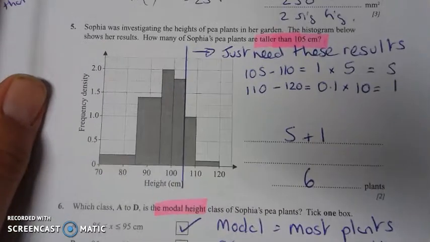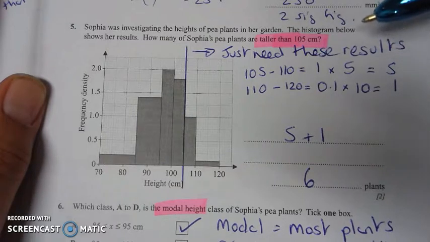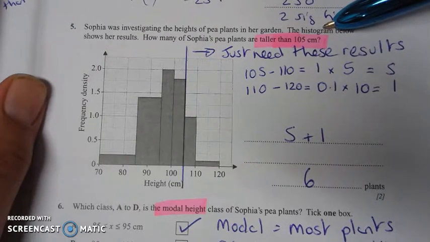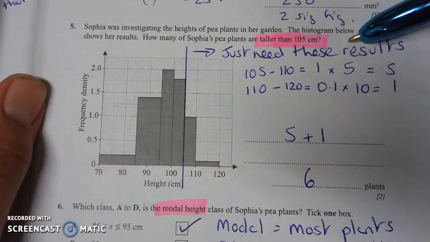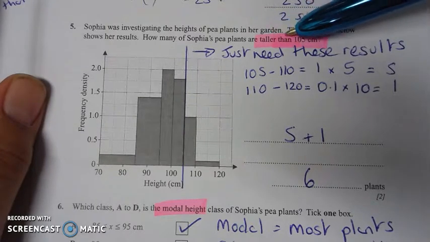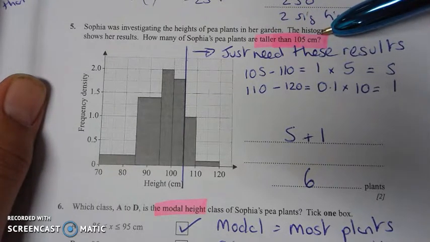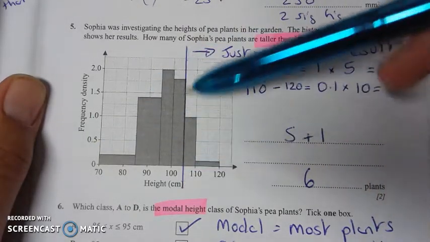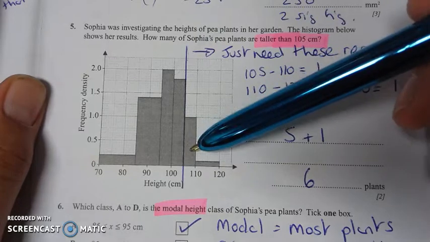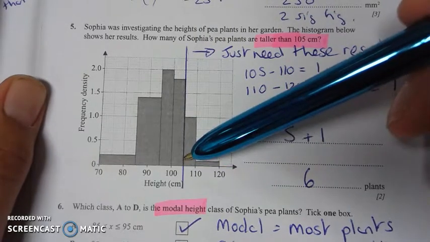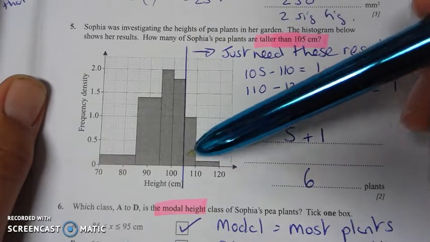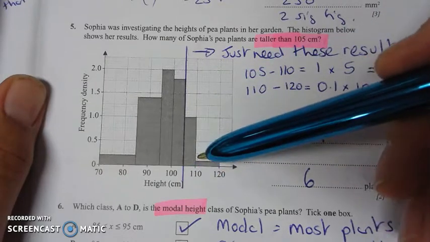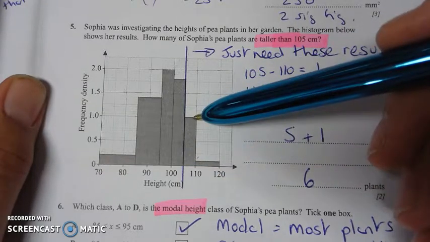Okay, question 5. Sophie was investigating the heights of pea plants in her garden. The histogram below shows her results. How many of Sophie's pea plants are taller than 105 centimetres? So first of all, I don't need any of that data down there. I've drawn a line to say, this is the data I need here and here. But you have to take account of the width here. So when you go from 105 to 110, it's telling me there's only one.